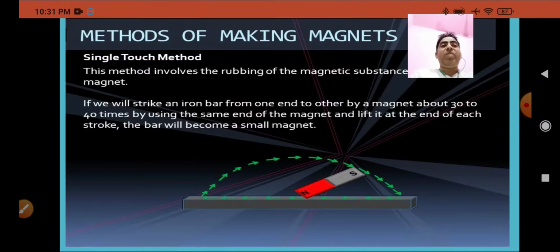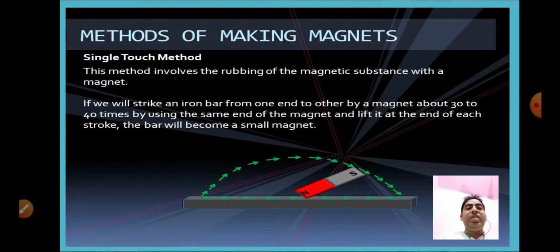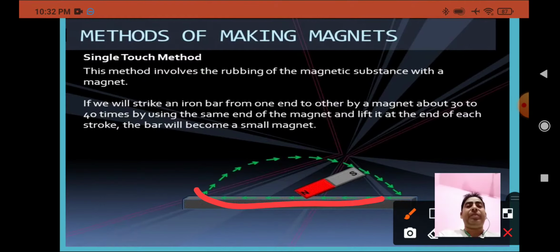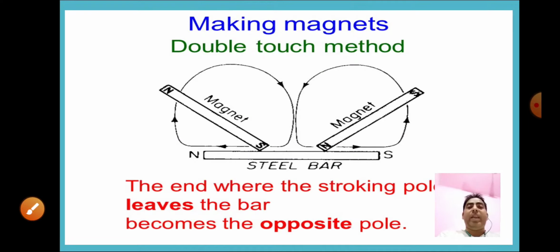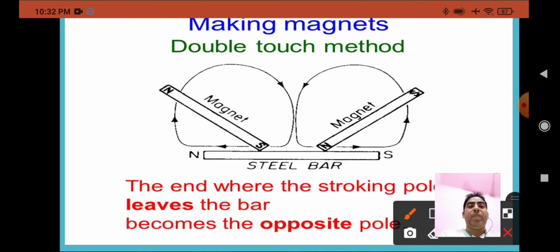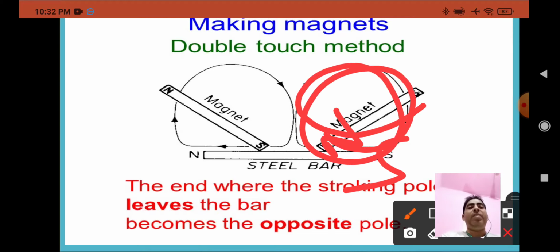This was the method. Now this is the single touch method. The same process I have shown here. You have to rub it like this until it attracts the pin. And this is the double touch method. You take the north pole here and the south pole there on the steel bar, with opposite poles, and you strike this again and again, moving it up to 20 or 30 times until it attracts the pin.